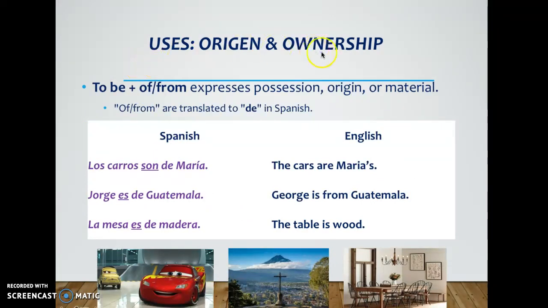Okay? Now we also use ser to talk about origin or ownership. And this is considered material as well. The table is wood. La mesa es de madera. Well, that's the origin of the table. The table was originally a tree. It is wood. So there you go. Los carros son de María. The cars are Maria's. Ownership. These are her cars. They belong to her. And origin. Jorge es de Guatemala. Jorge is from Guatemala. George is Jorge in Español.